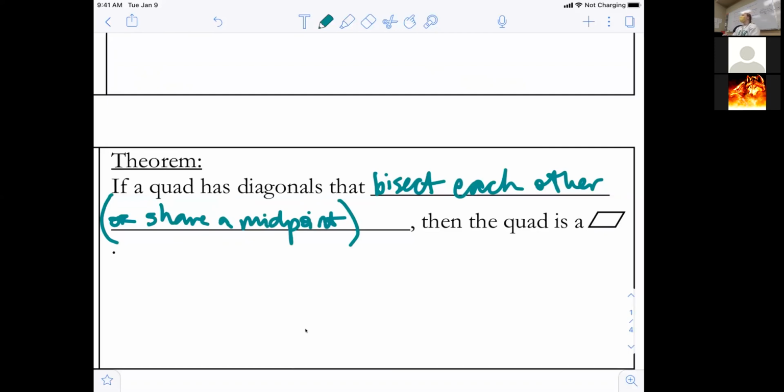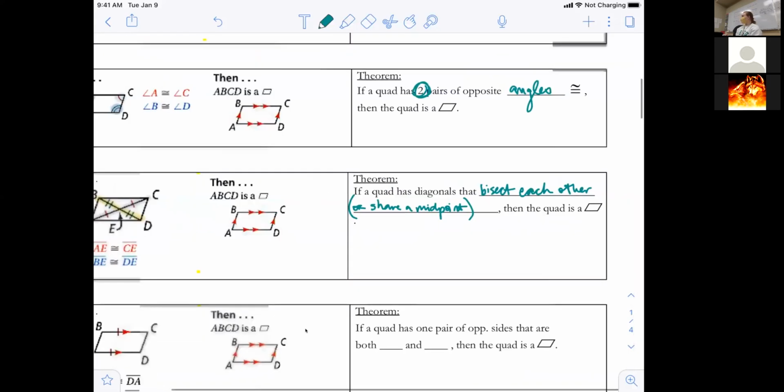Everybody with me? Jackson, you with me? Okay, just making sure. Don't want anyone to stay behind at the train station.